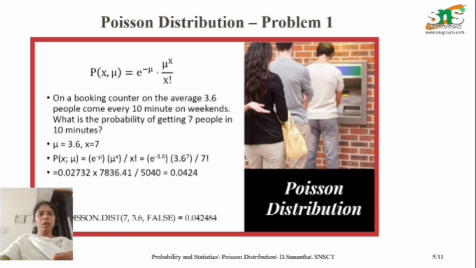So here mu is equal to 3.6, x is equal to 7. We know the formula P of x is equal to e power minus lambda, lambda power x by x factorial, and we know that lambda is equal to mu. So substituting and simplifying, we get 0.0424.